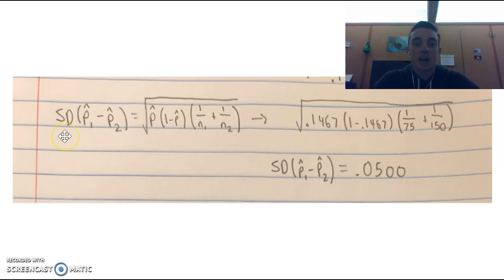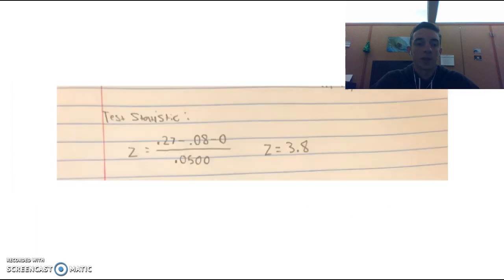Now the next step of finding the test statistic is to find the standard deviation of the p hat 1 minus p hat 2. So you just plug everything into this equation right here, and it comes out with standard deviation of p hat 1 minus p hat 2 is 0.05. Now for the final part of this, you just have to plug everything that we just found into the test statistic formula, which is right here. So you do the p hat 1 minus p hat 2 minus the hypothesized difference over the standard deviation. And once you do that, it comes out to be 3.8.